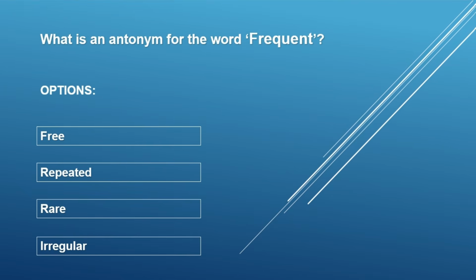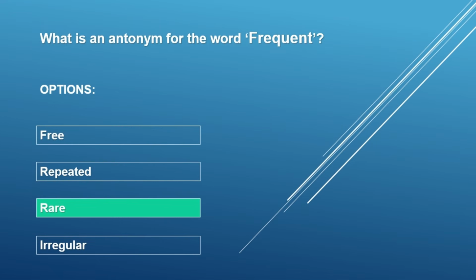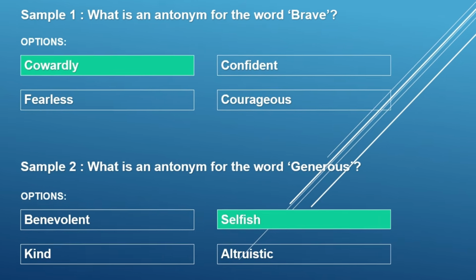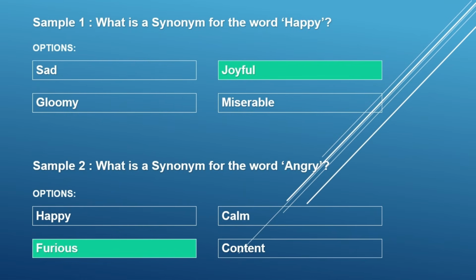Question number 2 is, what is an antonym for the word frequent? The options are free, repeated, rare, and irregular. So the correct answer is rare. Guys, let me share some frequently given vocabulary question and answers to help you prepare better. Guys, you will see frequently given questions and answers on your screen in the test. If you wish, you can pause the video to read them or take a screenshot or read them later.